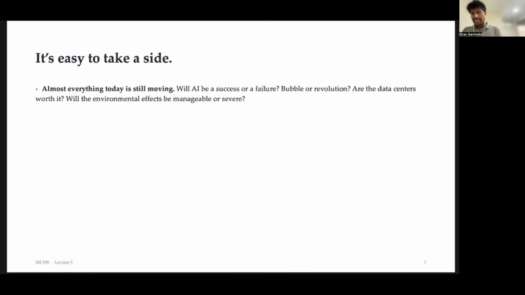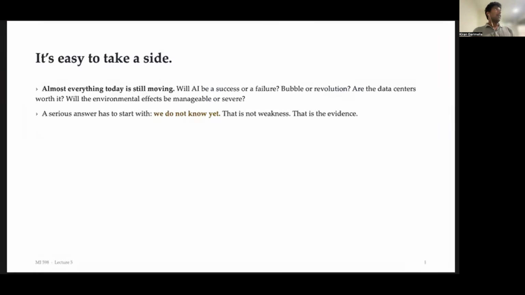Especially for something very current and progressing very fast, there are questions like: will AI be a success or a failure? Is it a bubble or a revolution? Are data centers worth the investment or not? Will the environmental impacts of AI be manageable, or are they going to be severe? These questions are really hard to answer clearly, and we all come with our own priors. I'll talk about my priors in a second, but a lot of the answers to these is we don't know yet. I think that's a really good point to start with.